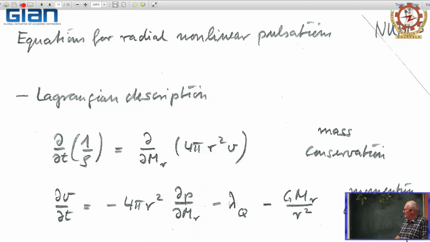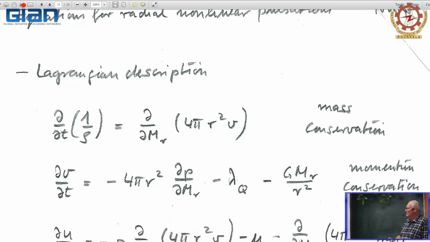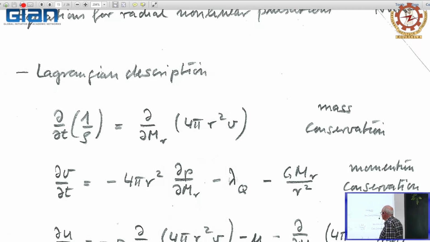Well, first of all, I have to show you the equations which have been solved for the evolution of an instability into the nonlinear regime. We adopt the Lagrangian description as always for one-dimensional configuration. And in the Lagrangian description, mass conservation, you already know the equation. It's a little bit reformulated compared to the original version. d/dt of 1 over rho is d/dm_r of 4 pi r squared v, which is the Lagrangian form of the divergence of the velocity field.